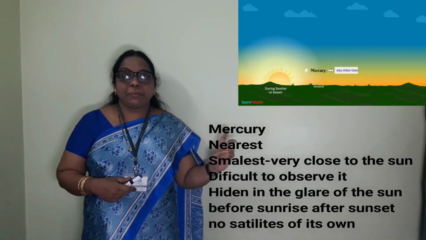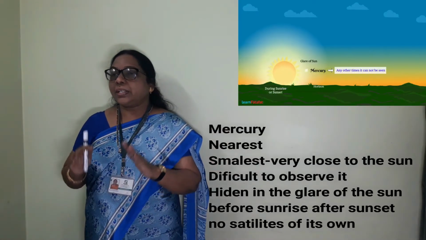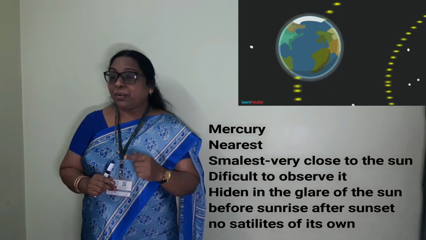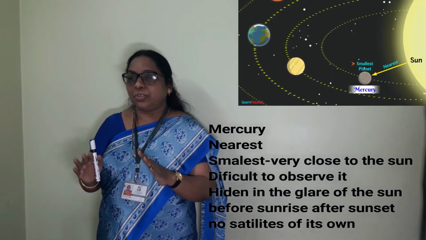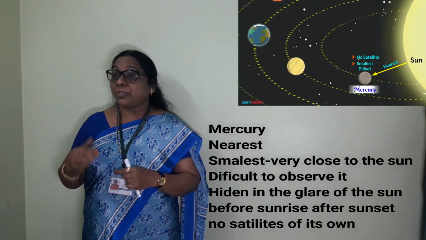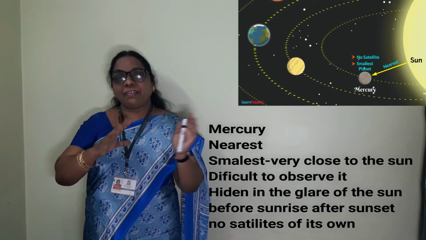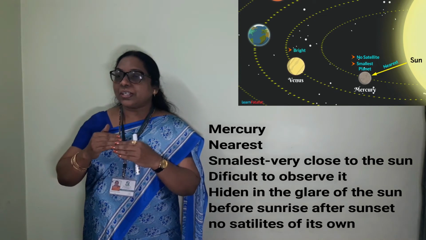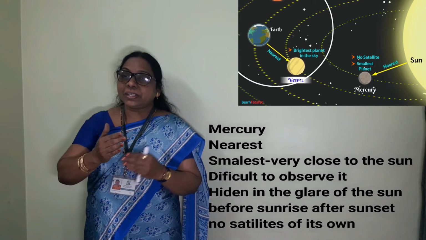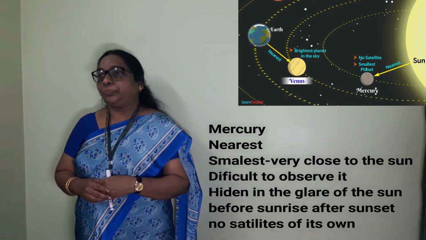Now we'll study one of the planets, Mercury. Look at this picture. It is the nearest planet to the sun. It is the smallest planet of our solar system. Because Mercury is very close to the sun, it is very difficult to observe. Why? Because most of the time it is hidden in the glare of the sun.